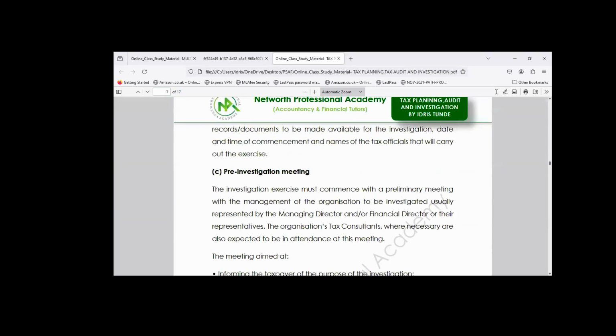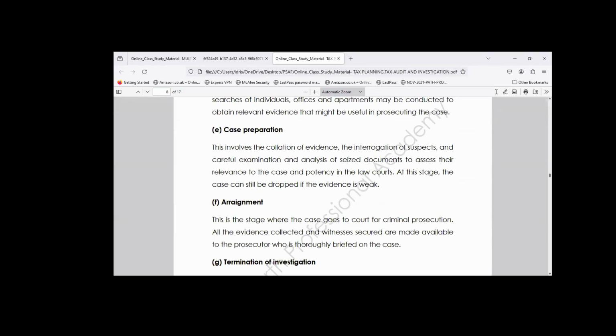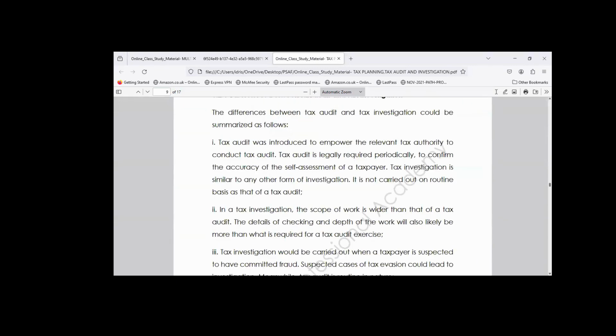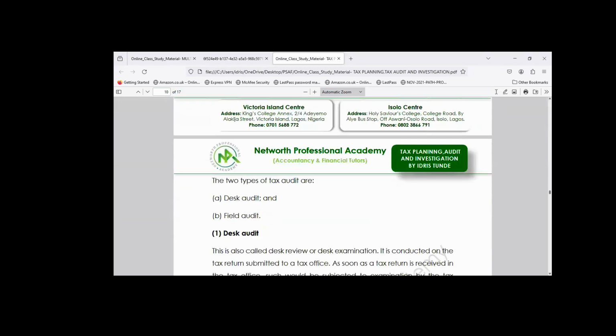Now, let's look at types of tax audits. What types of tax audit do we have? Tax audit is divided into two. We have desk audit and field audit.